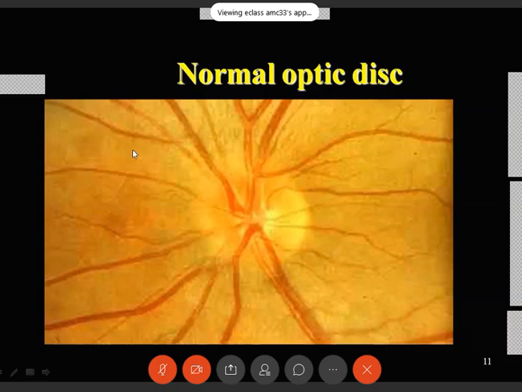The surrounding retina is normal. No hemorrhages, no exudates. The cup is normal, the ratio is normal, and the veins are normal. Everything is normal. This is a normal optic disc.